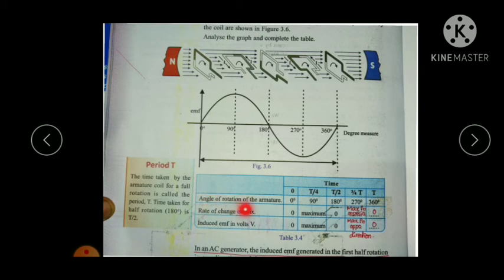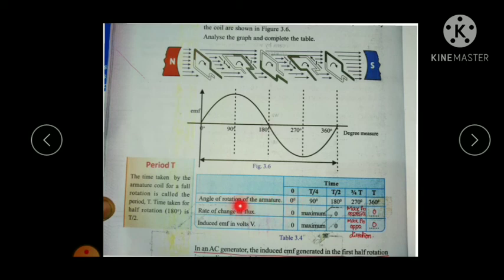So here you can see the time taken by the armature coil for one full rotation is called period T. So we know that from 0 to 360 degree it is considered as one full rotation, and the time taken by the armature coil for one full rotation is known as time period T. Okay, so for half rotation it is taken as T by 2, and for full rotation it is T. Angle of rotation of the armature.